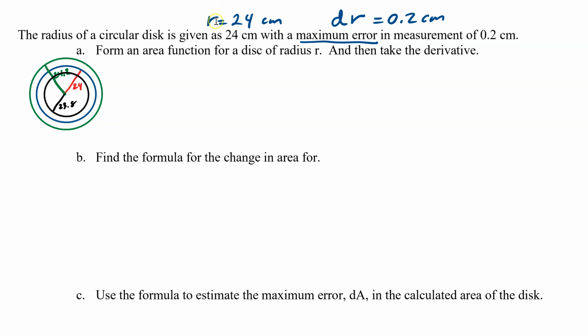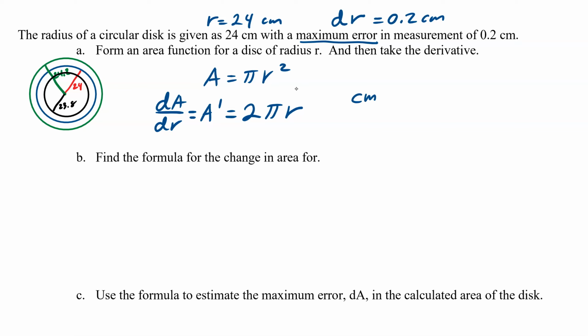So what are they asking us to find here? They want to first find an area function for a disk. So an area for a circle is pi r squared. And then we take the derivative. So A prime equals 2 pi r. And so this represents dA, and we took the derivative with respect to r. So our units for this are going to be centimeters squared over centimeters.